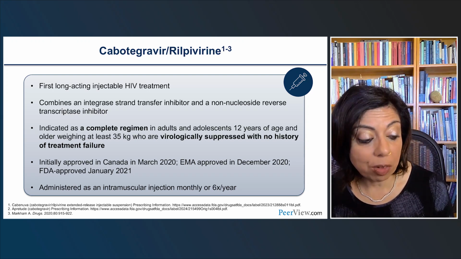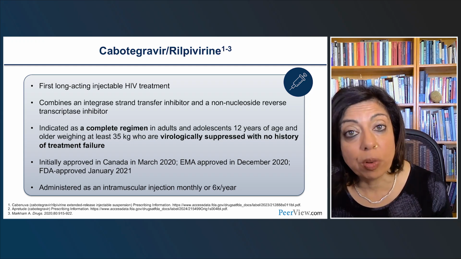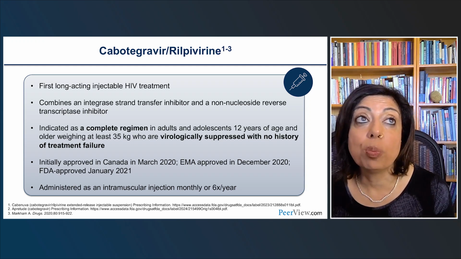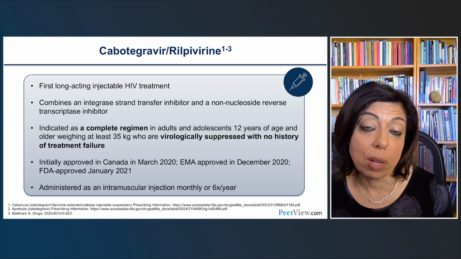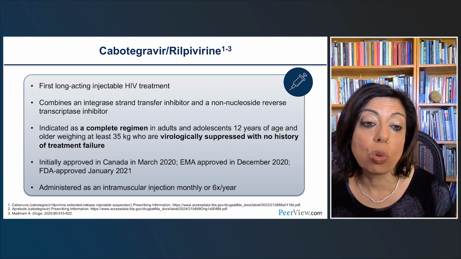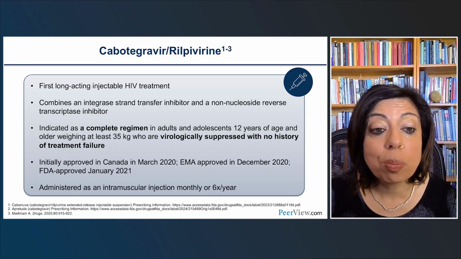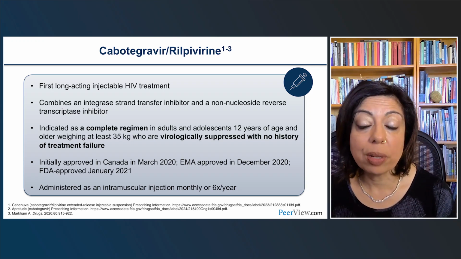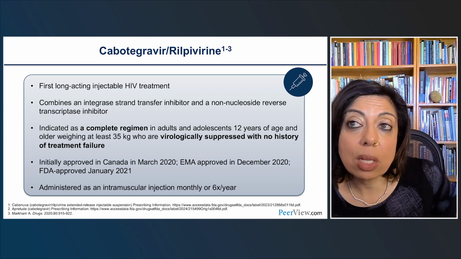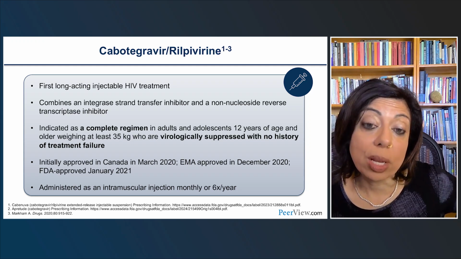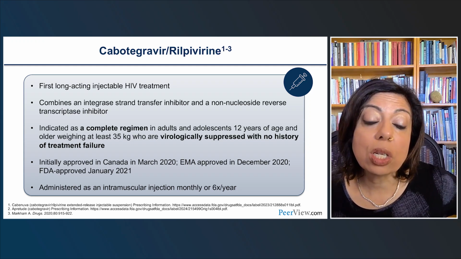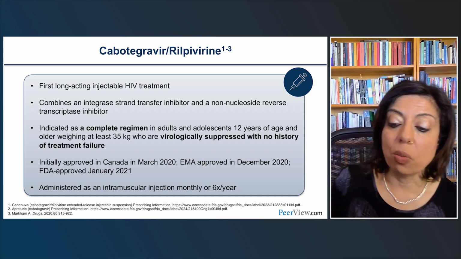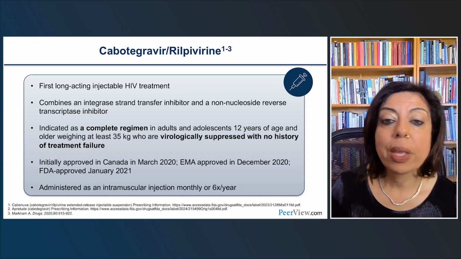It combines cabotegravir, which is an integrase inhibitor, with rilpivirine, which is an NNRTI, and it is indicated, or at least approved, going down to 35 kilograms or 12 years of age or older in this country. It was initially approved by the FDA in January of 2021, and it has to be given as an injection, usually in the gluteal muscle, every 8 weeks, or monthly, though we're increasingly going to the every 8 weeks formulation at a higher dose.